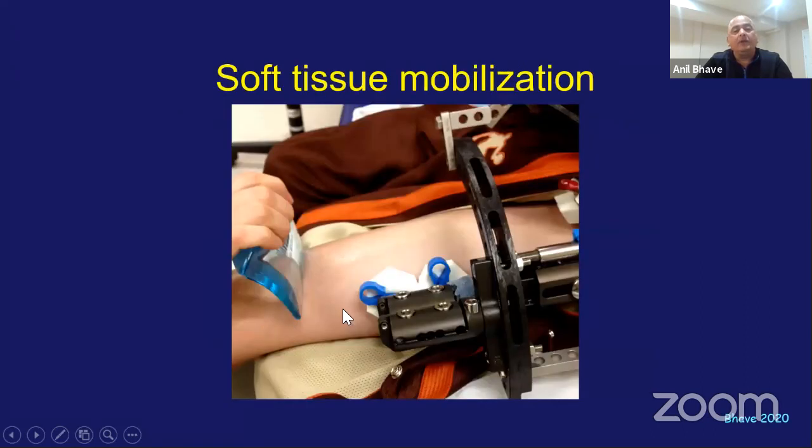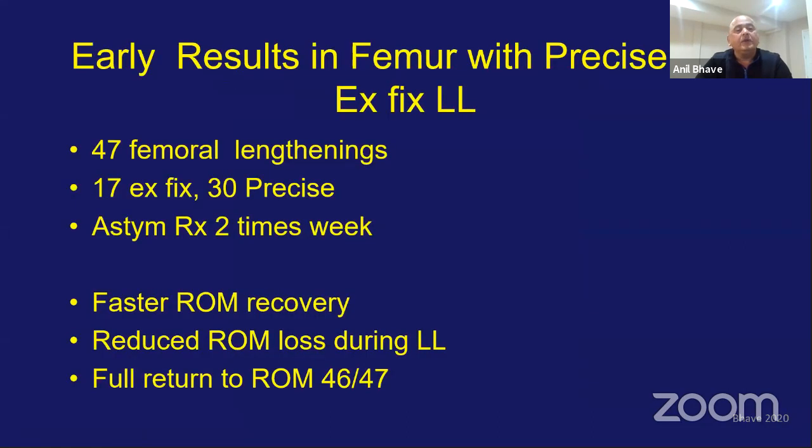For example, here, this is an Orthofix fixator lengthening patient, and we are using this like a manual therapy tool over the quadriceps muscle, going as close as we can to the pin sites, getting the scar tissue mobilized. That's one of the things we do. These are some of our early results that are coming out now that show a faster range of motion recovery, reduced range of motion loss, and full return to range of motion.